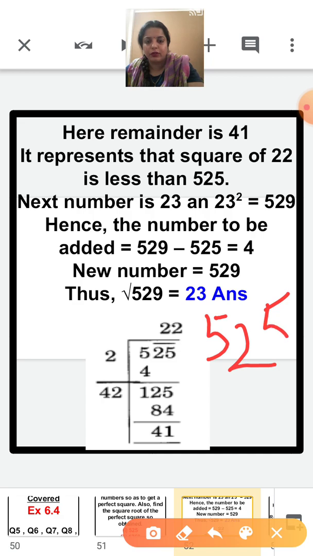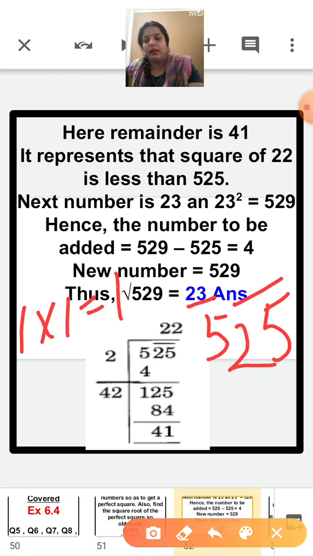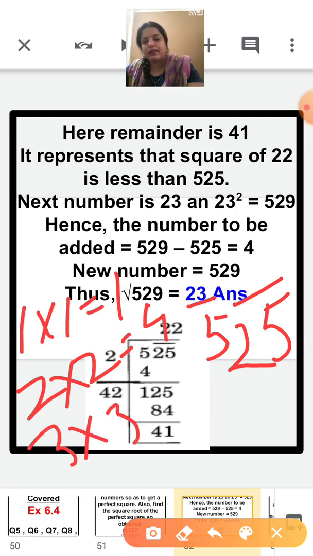525 is given to you, so you need to make pairs from the rightmost side. So 25 comes in one bar, only 5 is left that comes in another bar. So now you need to check which number can be subtracted from 5. Let's check. 1 into 1 is 1, 2 into 2 is 4, and 3 into 3 is 9.